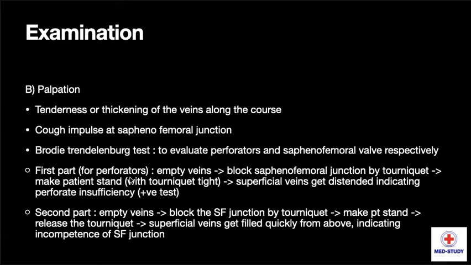In the first part, for perforators, we have to empty the veins, block the saphenofemoral junction by tourniquet, make the patient stand with tourniquet tight. Superficial veins get distended, indicating perforator insufficiency in case of a positive test. In second part, we have to empty the veins, block the saphenofemoral junction by tourniquet, make patient stand, release the tourniquet. The superficial veins get filled quickly from above, indicating incompetence of saphenofemoral junction.